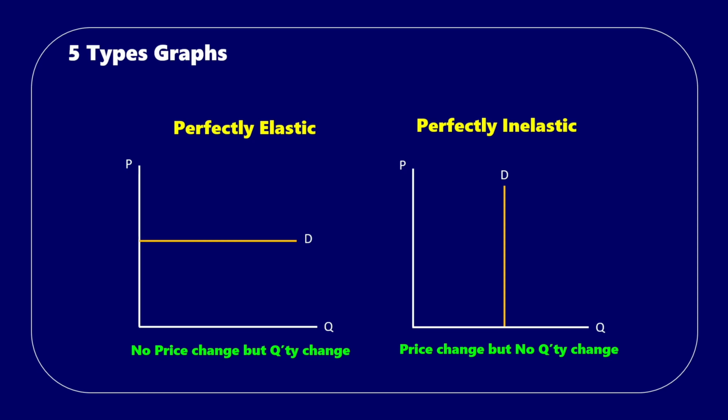Now look at the perfectly inelastic demand. Here, the demand curve is vertical. That means consumers buy the same quantity no matter what the price is. Even if the price rises or falls, quantity demanded stays exactly the same. So in this case, price changes but quantity doesn't. And this usually applies to necessities with no close substitutes, like life-saving medicine or insulin.